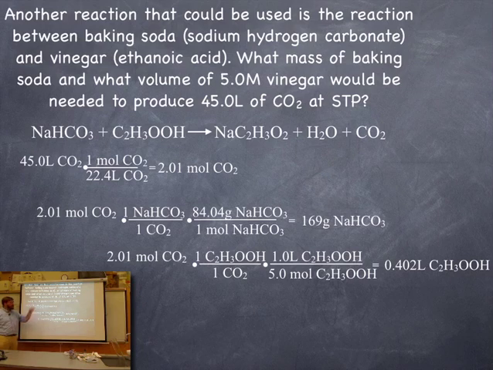Okay? So to make this rocket work, I would need to mix 0.402 liters of ethanoic acid with 169 grams of baking soda. That would produce the volume that we could calculate to give us the right volume of gas to launch this rocket.